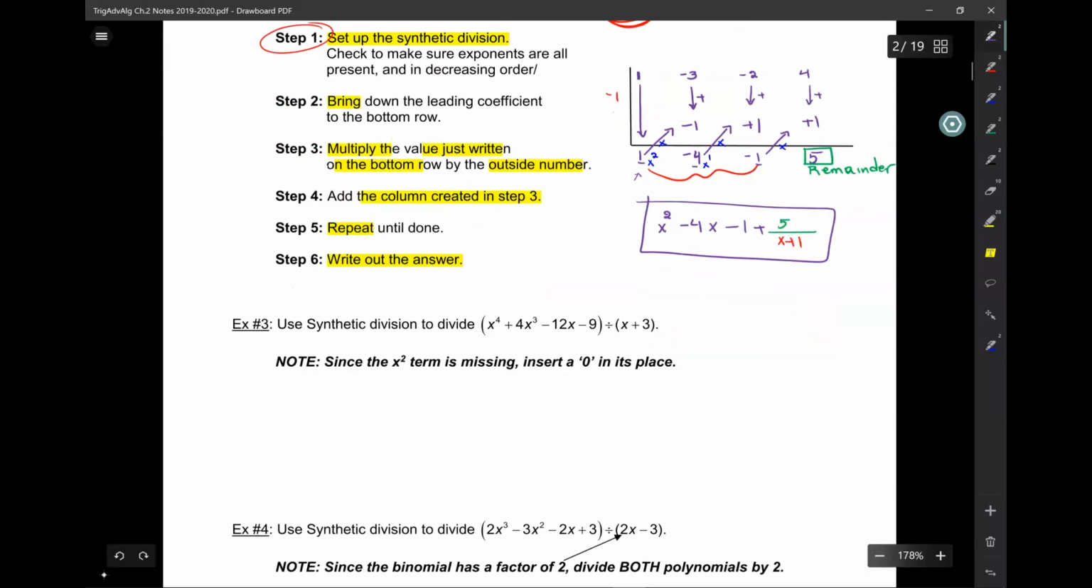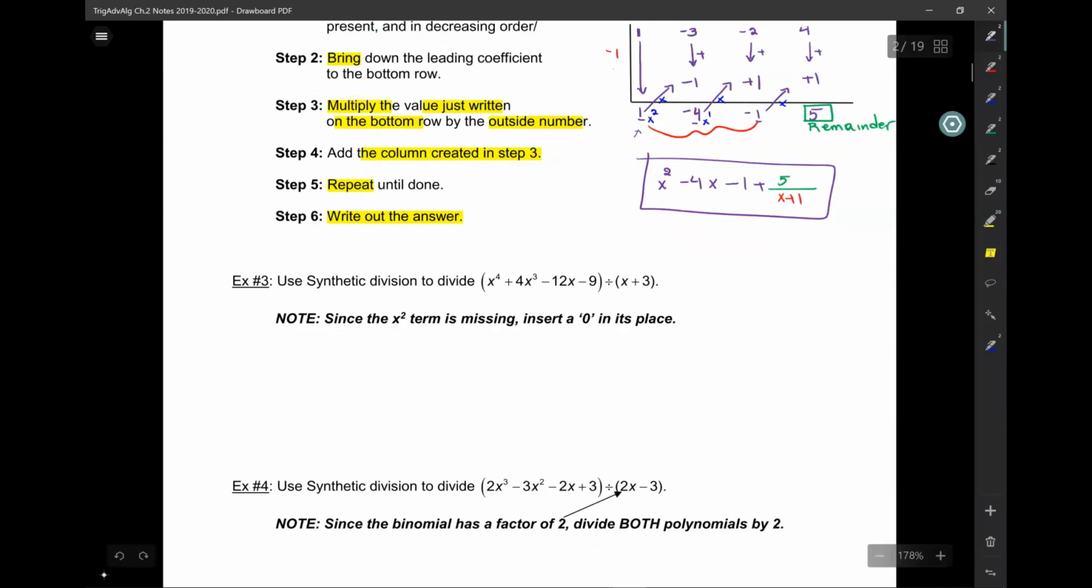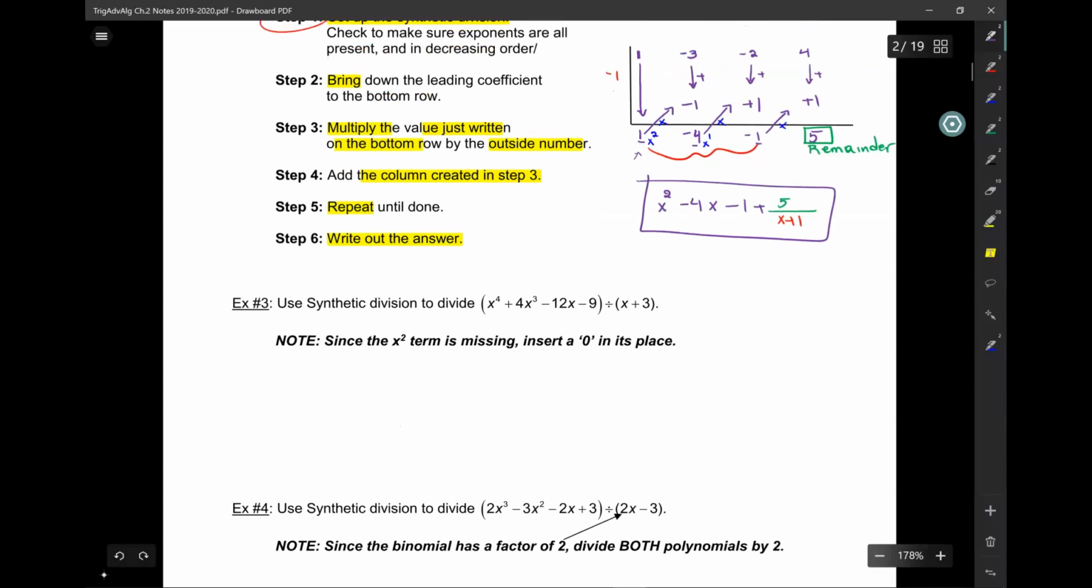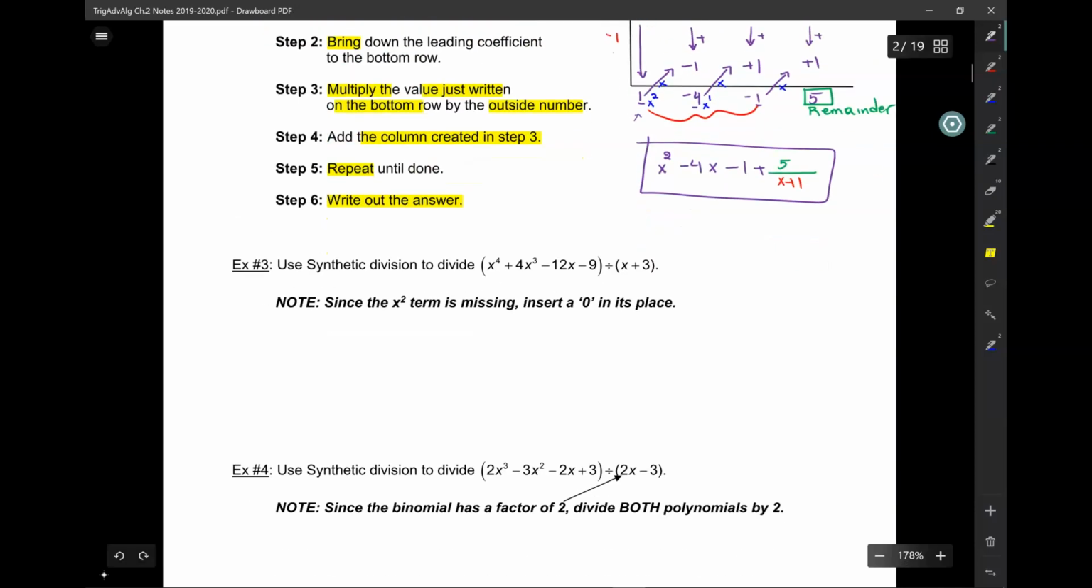Okay, let's do another one. Look at this one. It says use synthetic division to divide this polynomial by x plus 3. Okay, first step is set up the synthetic division. So let's set that up.